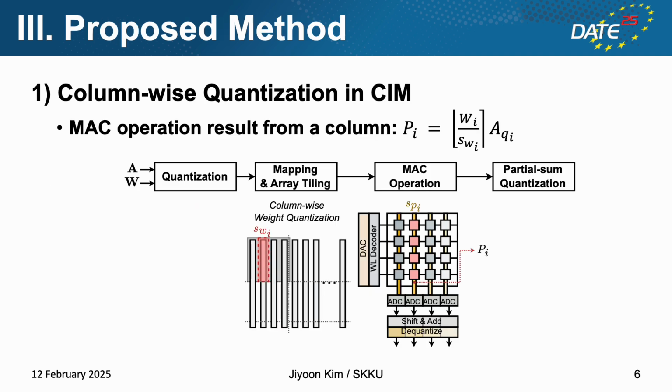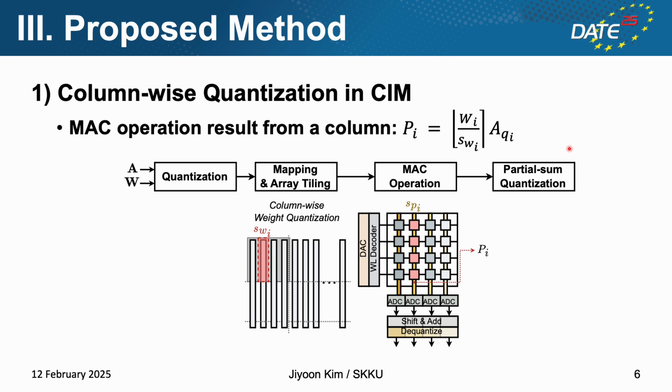We'll now go through our proposed methodology in detail, covering how column-wise quantization is implemented and how we evaluated our approach through experiments. First, let's talk about how column-wise quantization actually works in SIM. Our proposed method applies column-wise quantization to both weights and partial sums to maintain fine-grained control. The figure highlights an example where the red column has a weight scale factor S_W_i, and partial sum scale factor S_P_i.